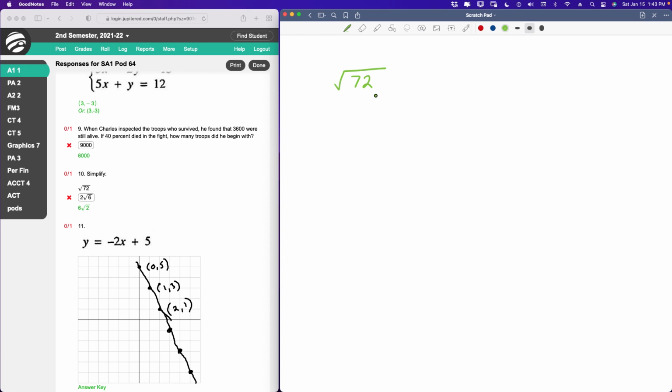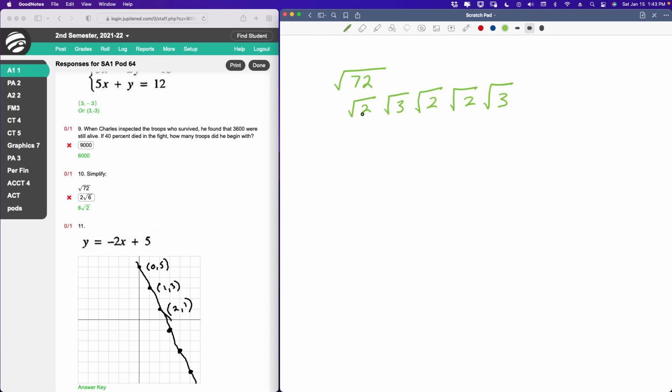72 is going to be 6 times 12, right? 6 times 12 is 72. This is 2 times 3. And this is 4 times 3. And this is 2 times 2. All right, so we've got everything factored, prime factorization. So we could say the square root of 2 times the square root of 3 times the square root of 2 times the square root of 2 times the square root of 3. That's what that was all about.